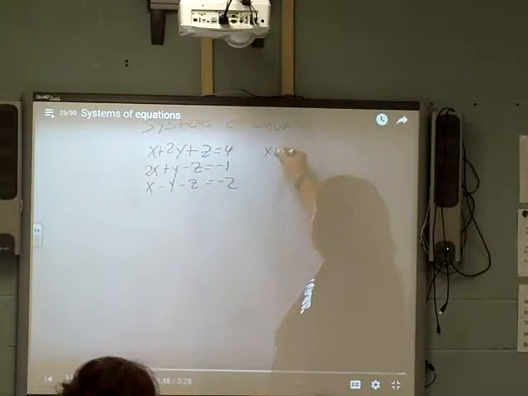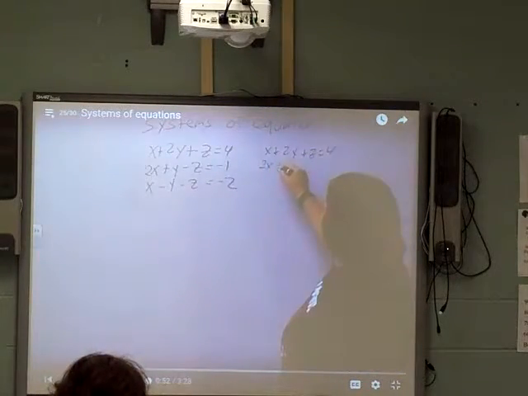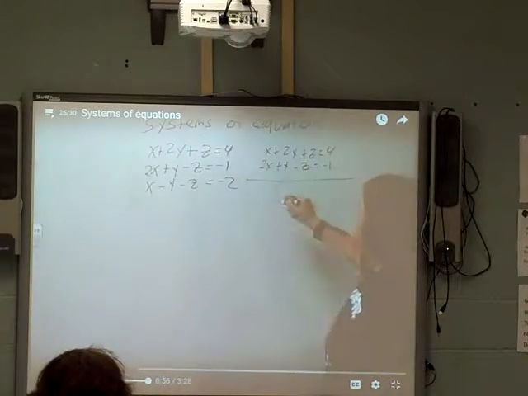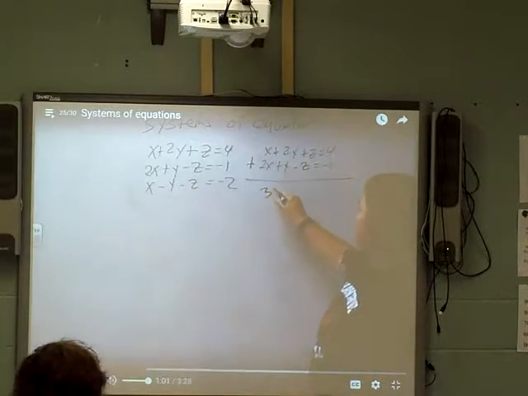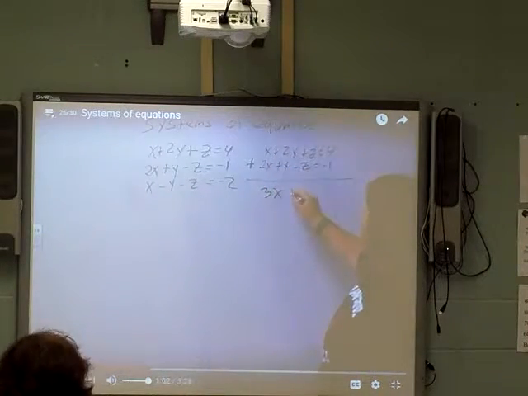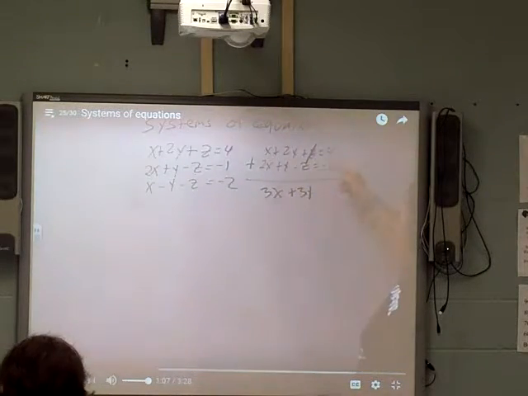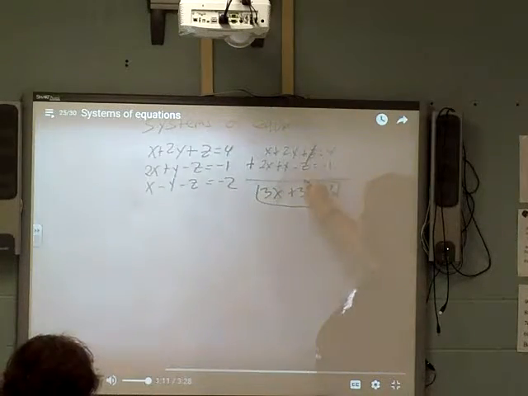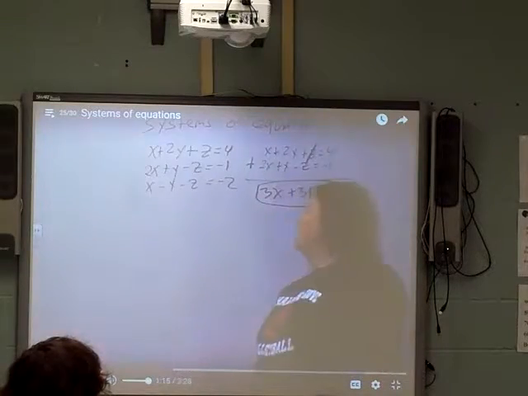That's going to be x plus 2y plus z equals 4, and 2x plus y minus z equals negative 1. Now these are different signs, so this is an addition problem. x and 2x is 3x. 2y and y is 3y. z and negative z is gone. 4 and negative 1 is 3. So there's a new equation, number 1. Don't lose it.